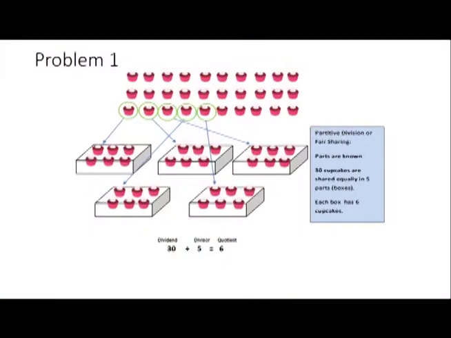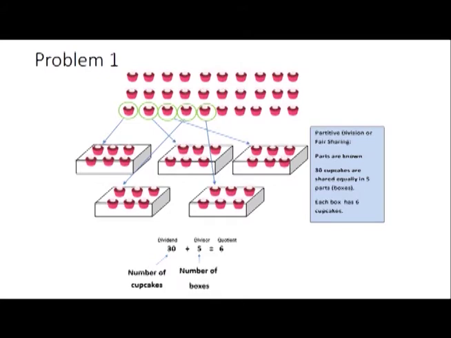And the dividend is that large group that we are working with and that group that we are going to share. The dividend in this case is the number of cupcakes. So we have the 30 cupcakes. We divided this into 5 equal groups. So our divisor is 5. And the 5 there refers to the number of boxes.